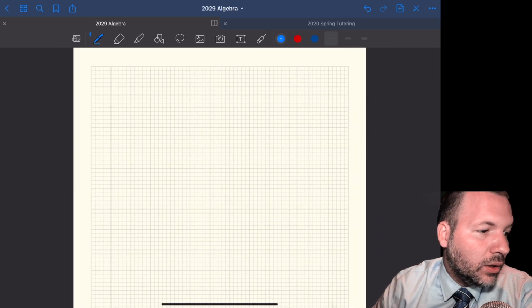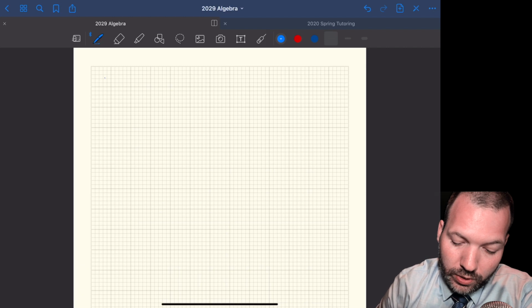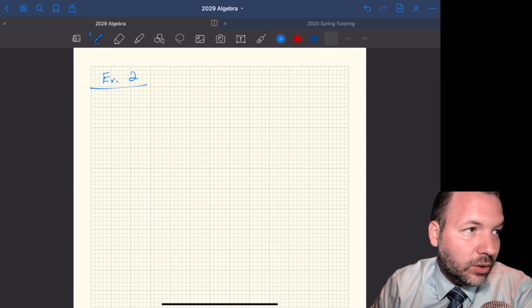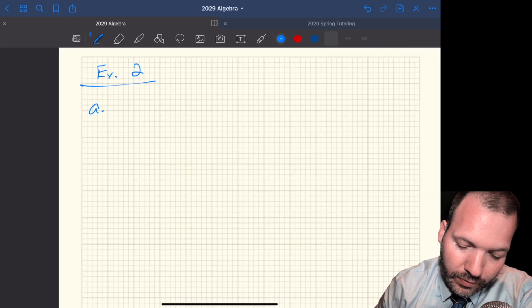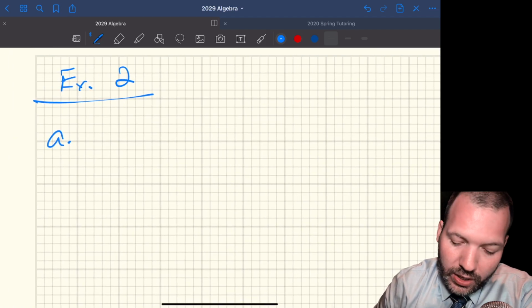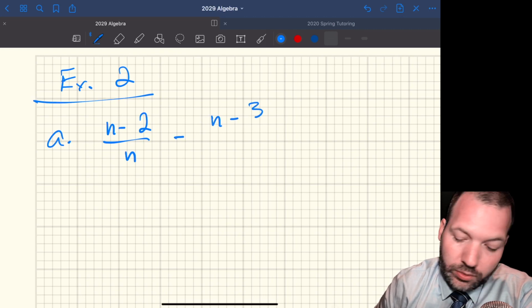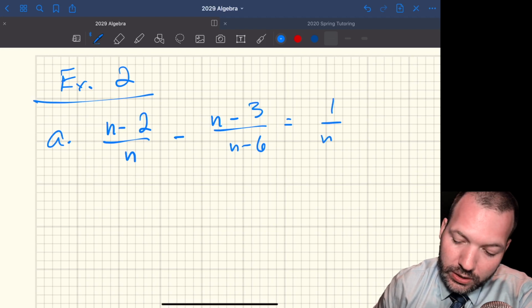Let's move right along into example 2. And this one is going to be our primary technique using a least common denominator or least common multiple. So here's what it looks like on example 2A. We've got n minus 2 over n, and we're subtracting n minus 3 over n minus 6. And this whole thing is equal to 1 over n.